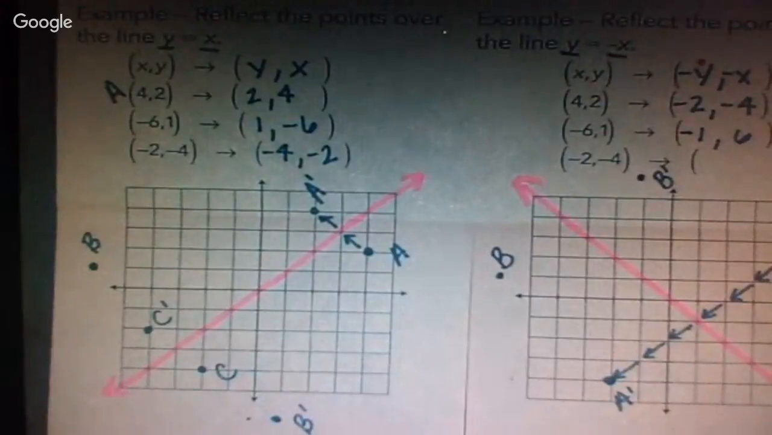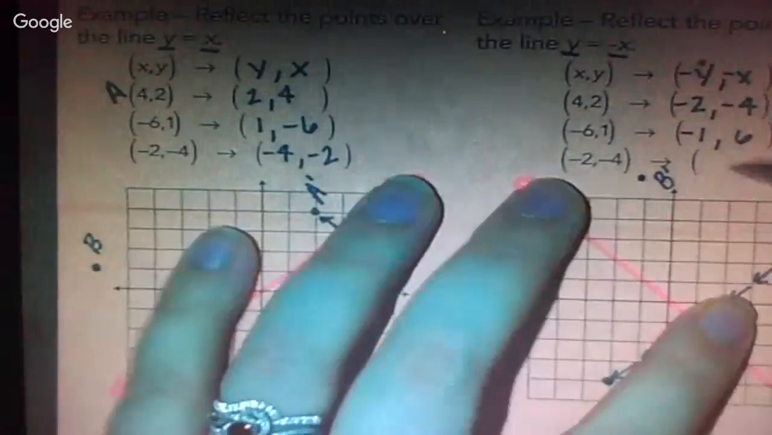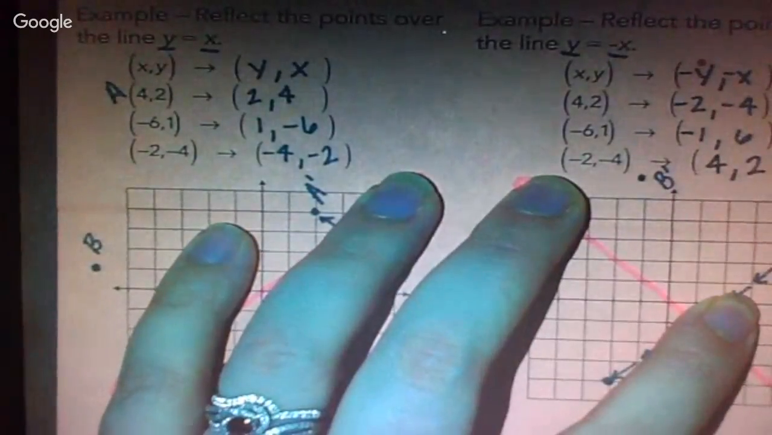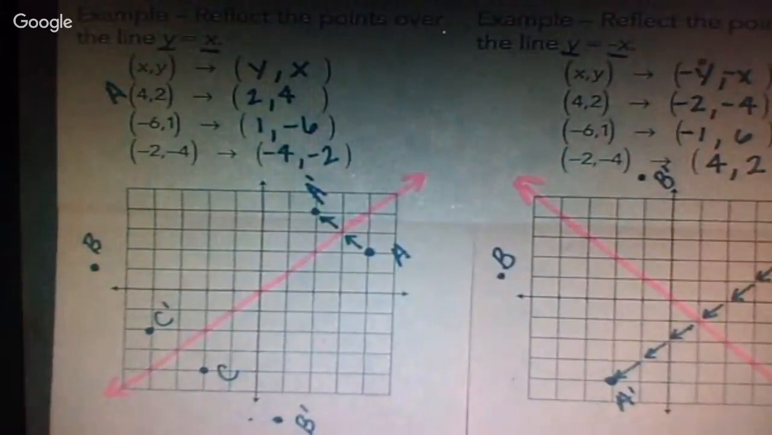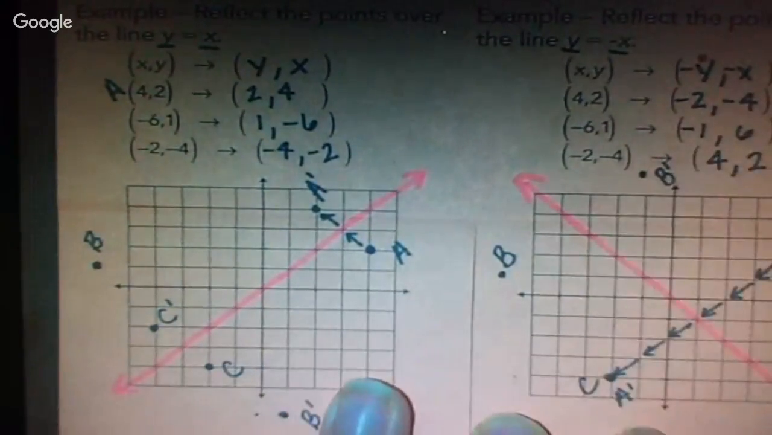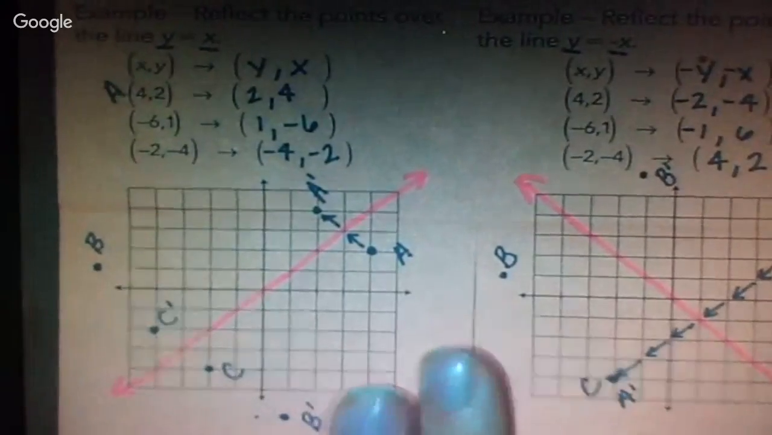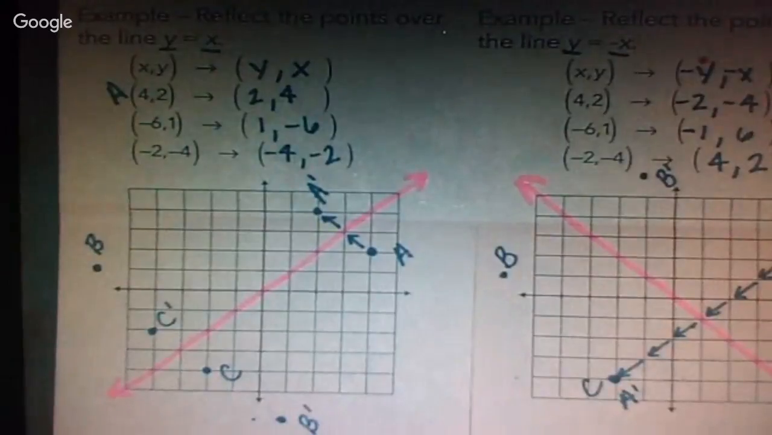So -2, -4. They both need to become positive, and my numbers need to switch. So we're now at 4, 2. Look at that. If you look at the top one, we started at 4, 2, where this one ended, and we ended at -2, -4, like this one started. They switched spots. So this started as C, and this is my C prime. You don't even have to draw those ones. They just flip-flop. Okay, so these are going to be your 4 major rules of reflection.